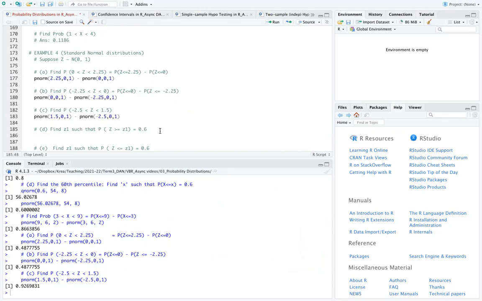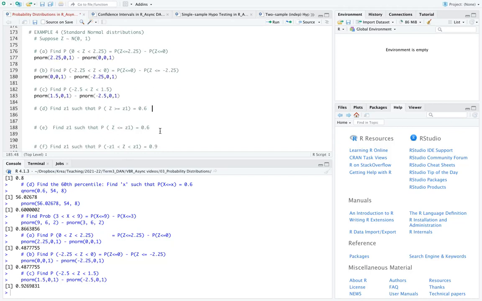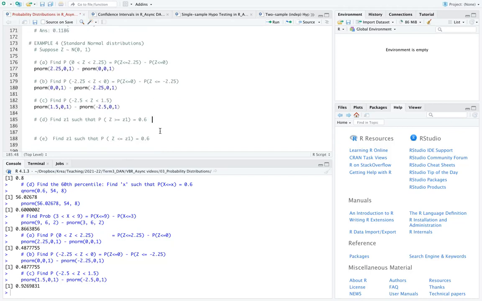Now, the next one. We want to find the value z1 such that the area to the right of this curve is 0.6. Or actually, we'll come to that question in a bit. Or maybe not. Let's actually deal with this question for now.